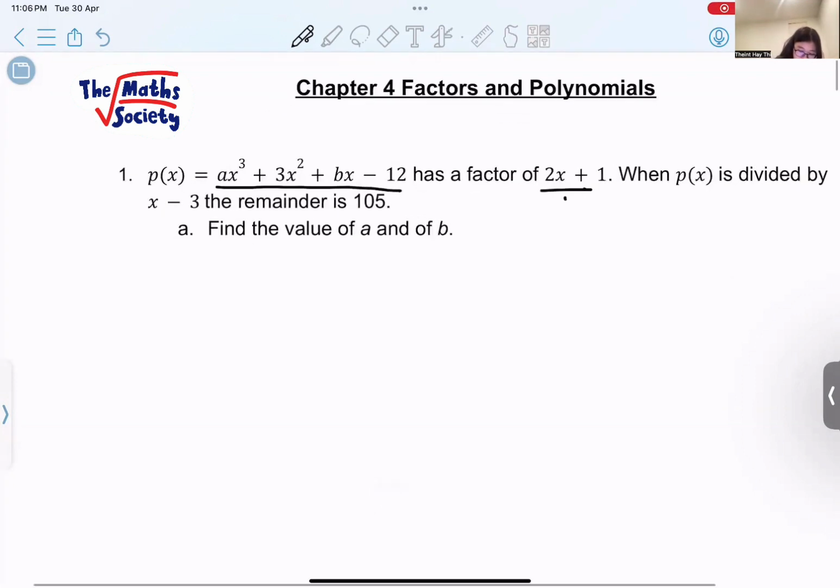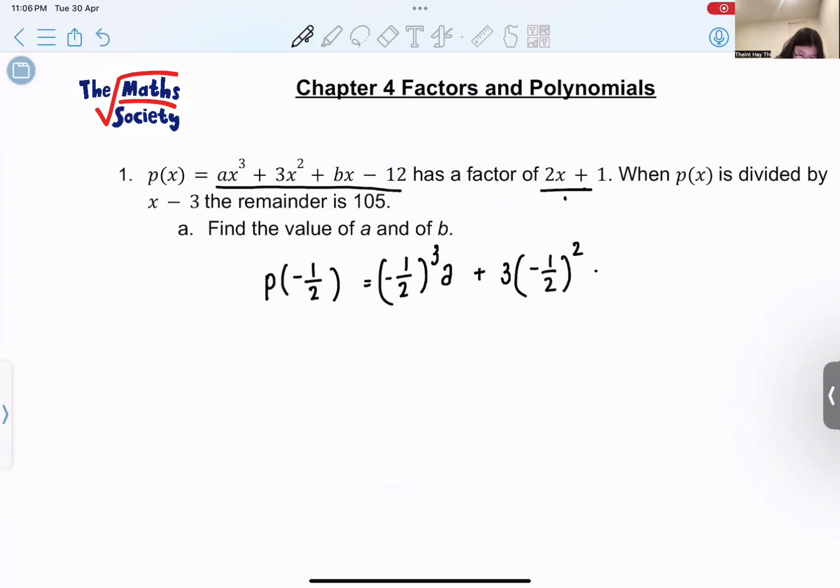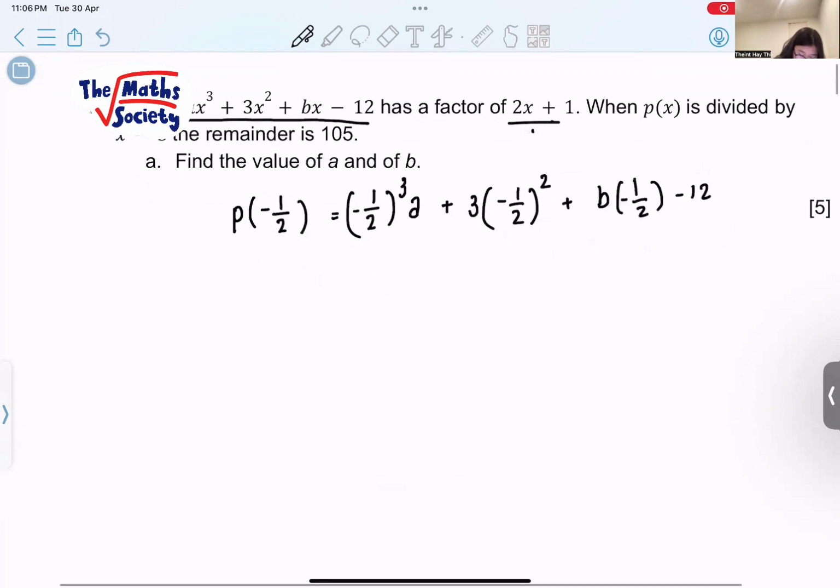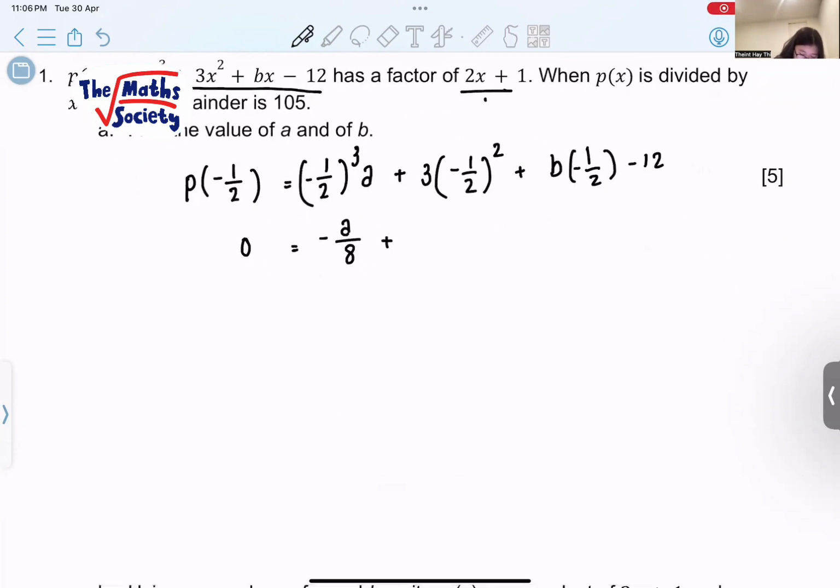Because we know that if it has a factor of 2x plus 1, then p of minus 1/2 is 0, right? So it'll be a times minus 1/2 cubed plus 3 times minus 1/2 squared plus b times minus 1/2 minus 12. That has to equal 0. Here, it's going to be minus a/8 plus, this is going to be 1/4, so it's going to be 3/4, and then minus b/2 minus 12. It's going to be equal to 0.